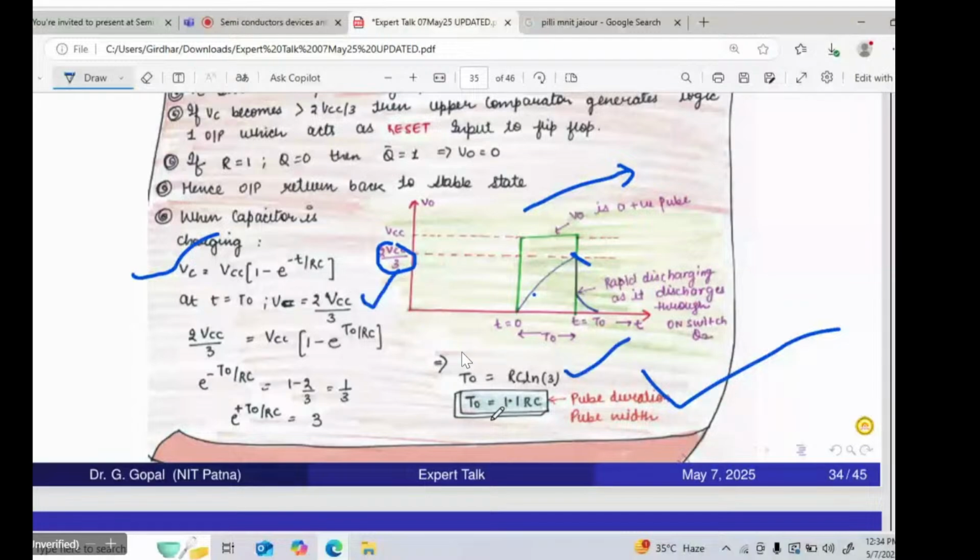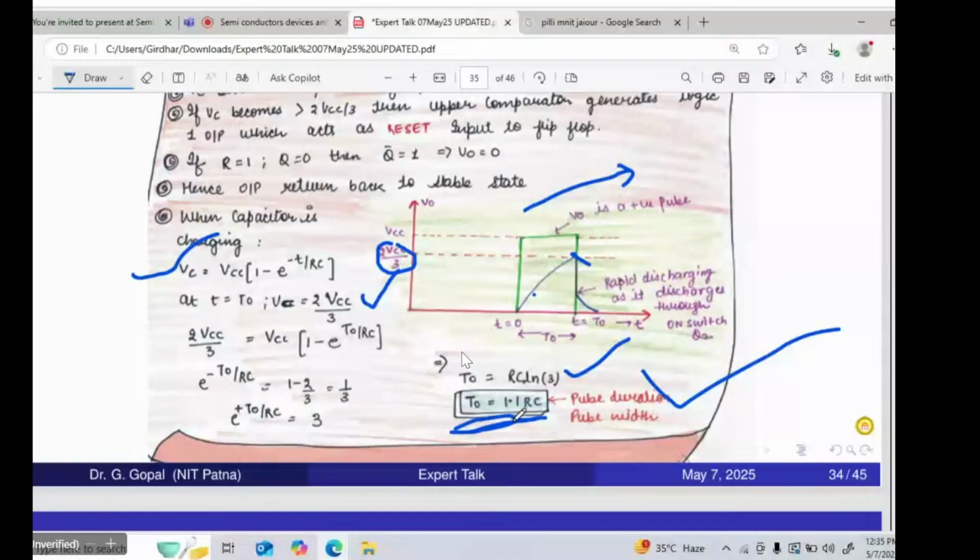When you calculate this with the help of a scientific calculator, you find a pulse duration, or pulse width, of 1.1 RC. So you can comment that the pulse duration can be varied by changing the value of R and C. What is interesting here is that the triple 5 timer as a monostable multivibrator can also be used as a ramp generator.